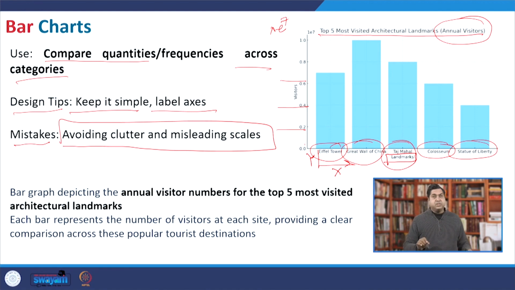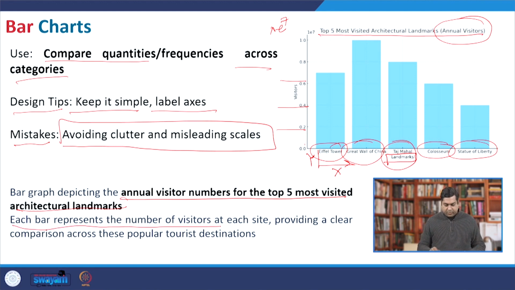There are very easy options. Most of you are probably using an Excel sheet for creating this, but there are other software too. Any statistical software will have the option to create charts. Nowadays there are also some open source softwares which can help you create charts effectively. So, in this case it is a bar graph depicting the annual visitor numbers for the top 5 most visited architectural landmarks.